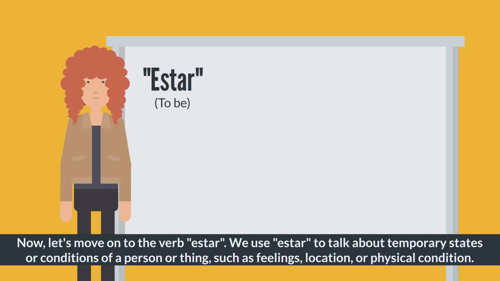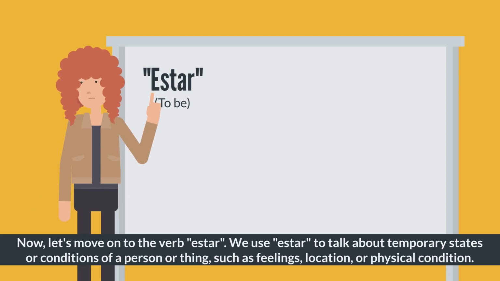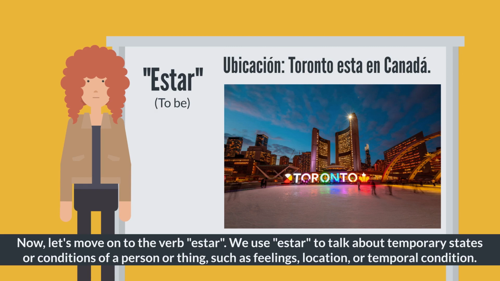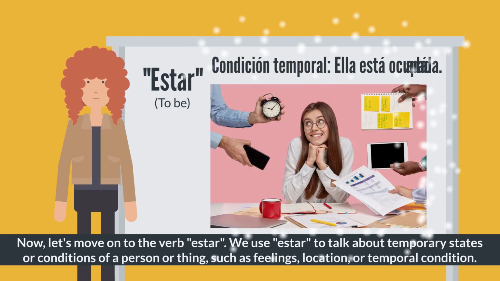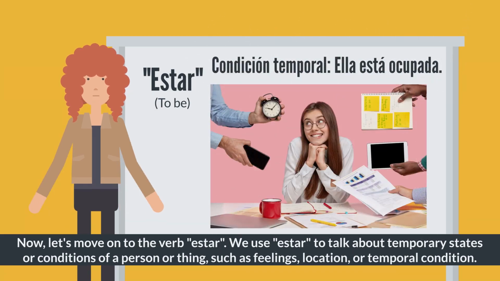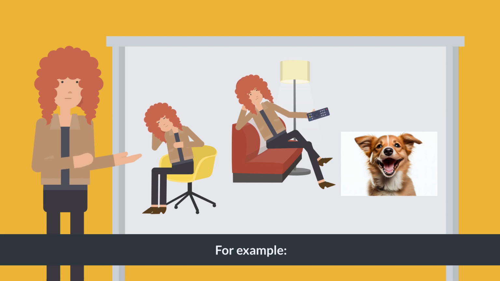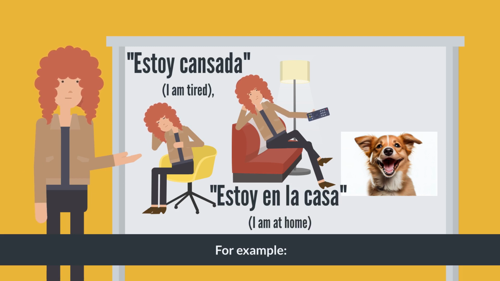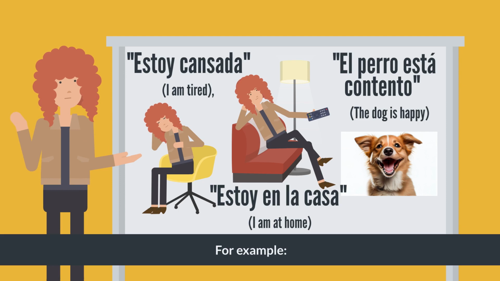Now, let's move on to the verb estar. We use estar to talk about temporary states or conditions of a person or thing, such as feelings, location, or temporal condition. For example, estoy cansada, I am tired. Estoy en la casa, I am at home. Or, el perro está contento, the dog is happy.